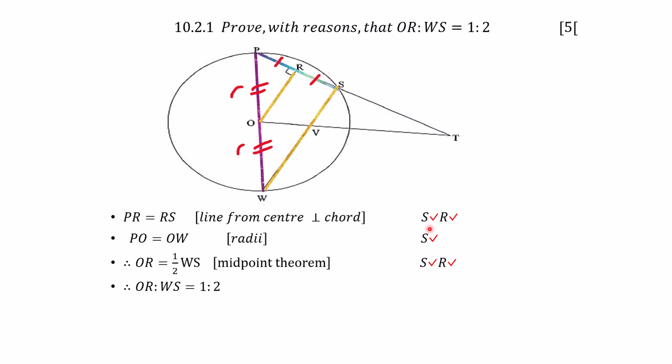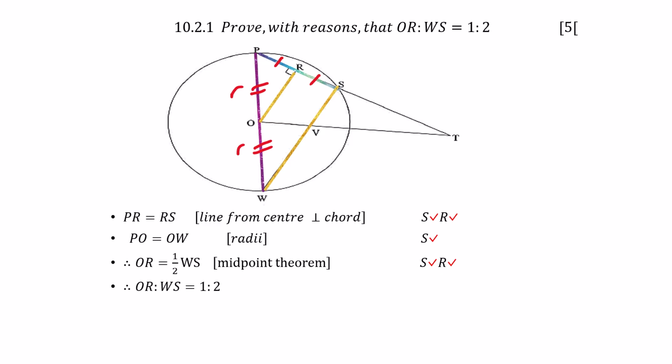Very important you get used to the mark allocation so that you don't take shortcuts and lose marks while writing the exam. So PR equal RS, 1 mark for that statement. Line from center perpendicular to chord, another mark for the reason. PO equal OW, radii, 1 mark for that statement. Then here 1 mark for the statement and the reason. Alright, so 1 mark for midpoint theorem, 1 mark for that statement, and just rewriting it. So conclusion, no mark there. So that is where your 5 marks were allocated. Hope you understand, hope you follow.